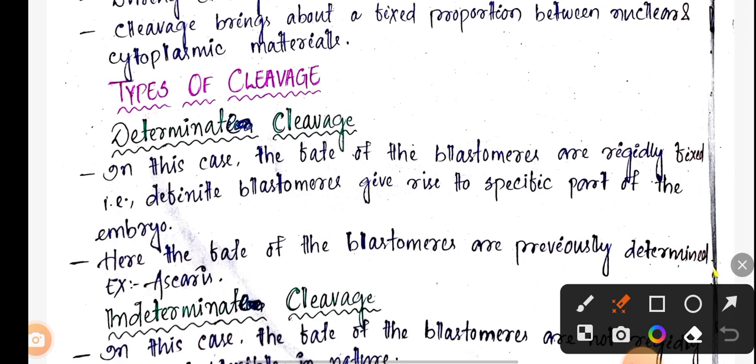In determinate cleavage, the fate of the blastomeres is rigidly fixed. Definite blastomeres give rise to specific parts of the embryo. Here the fate of the blastomeres is previously determined. Ascaris is the usual example of determinate cleavage.